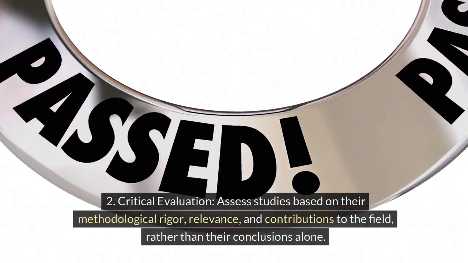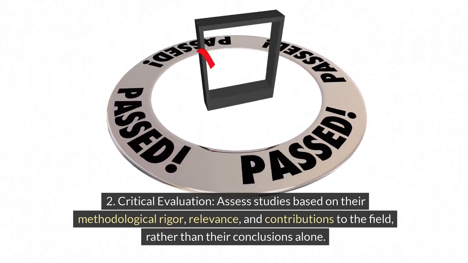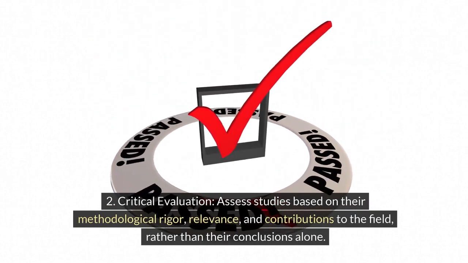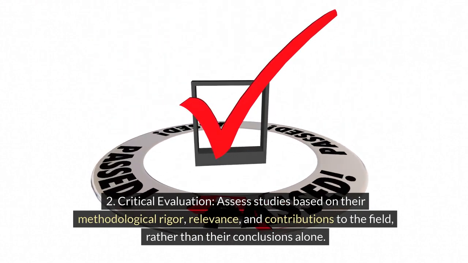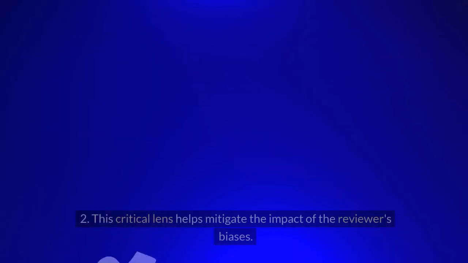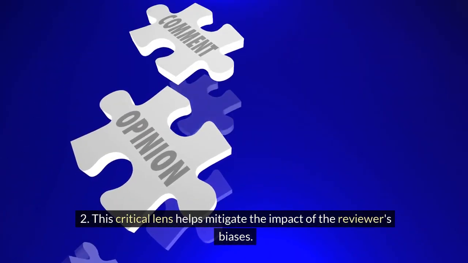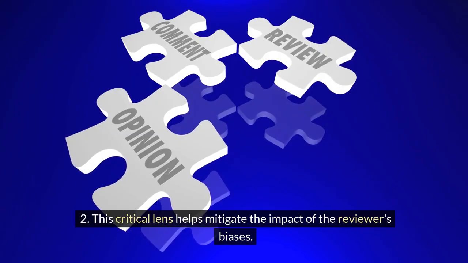2. Critical evaluation. Assess studies based on their methodological rigor, relevance, and contributions to the field, rather than their conclusions alone. This critical lens helps mitigate the impact of the reviewer's biases.